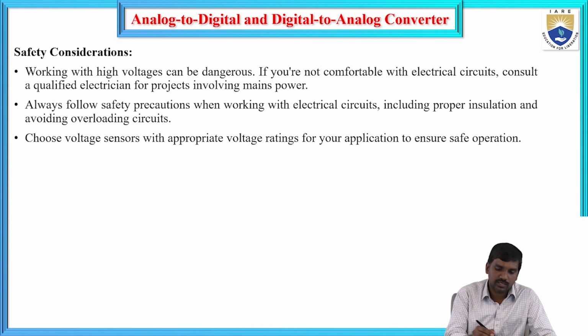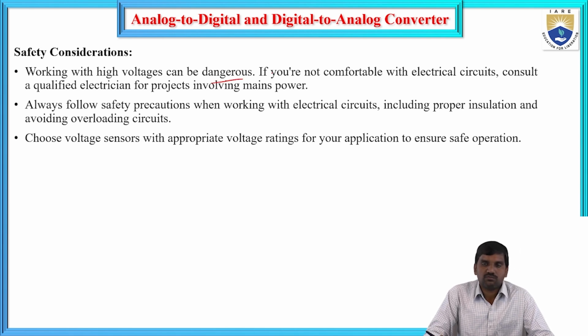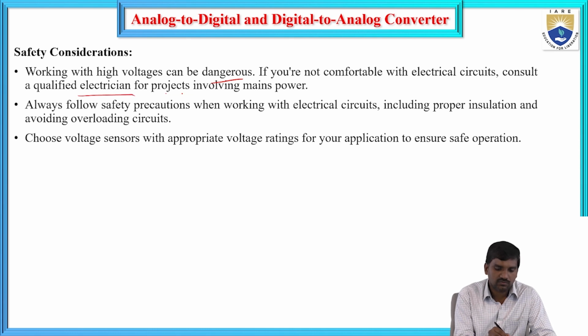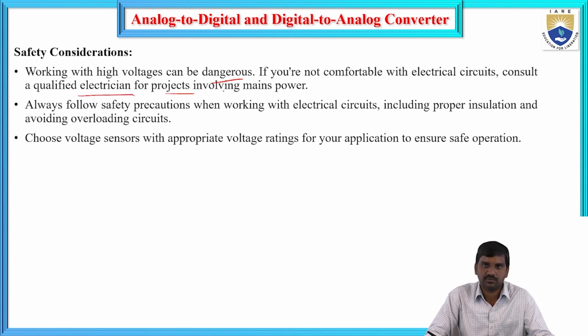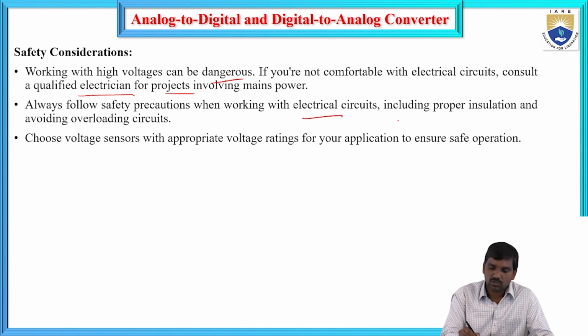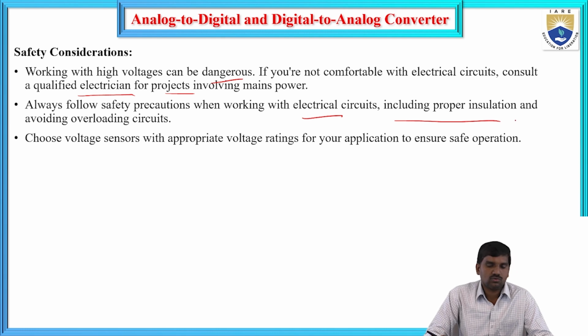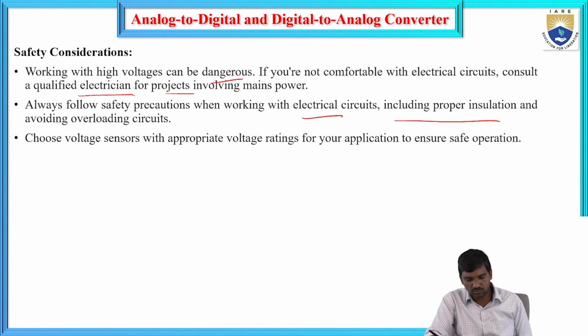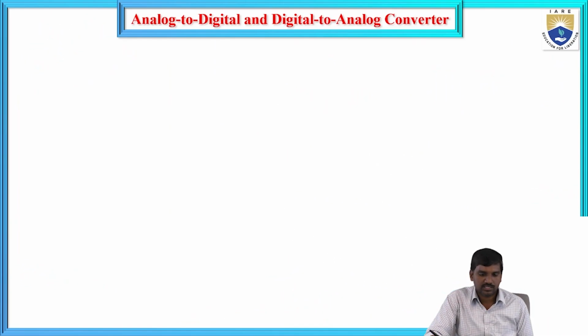Next, safety considerations to maintain in IoT projects. Working with high voltage can be dangerous. If you are not comfortable with electrical circuits, consult a qualified electrician for projects involving the main power supply. That is the safety consideration. Always follow safety precautions when working with electrical circuits, including proper insulation and avoiding overloading circuits. Next, the last one, choose voltage sensors with appropriate voltage ratings for your application to ensure safe operation.